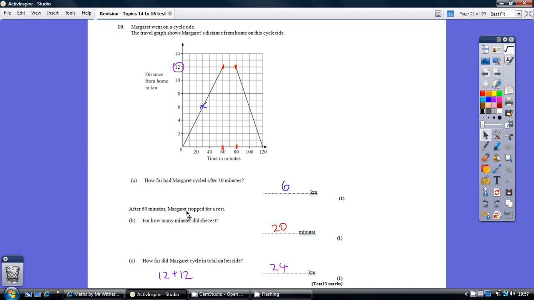Then we said after 60 minutes Margaret stopped for a rest. For how many minutes did she rest? Well, she rests while she remains the same distance from home. So you've basically got to go from here to here, 60 to 80, that's 20 minutes.